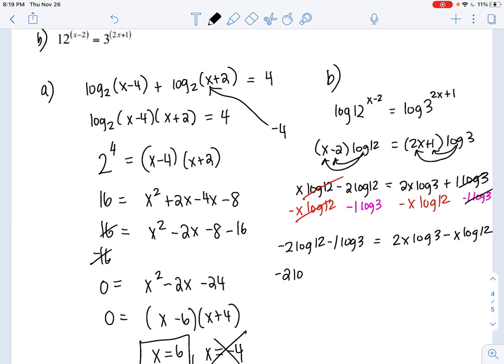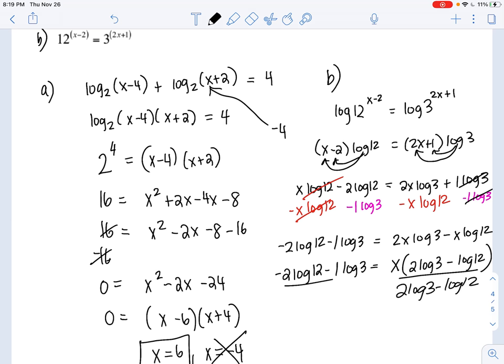So we're going to leave the left side as it is. On the right side, we're going to factor out the x. That's common. Everything around it stays the same. So instead of 2x log 3, now we have 2 log 3. Instead of x log 12, we have just log 12. Lastly, we're going to divide both sides by that 2 log 3 minus log 12.